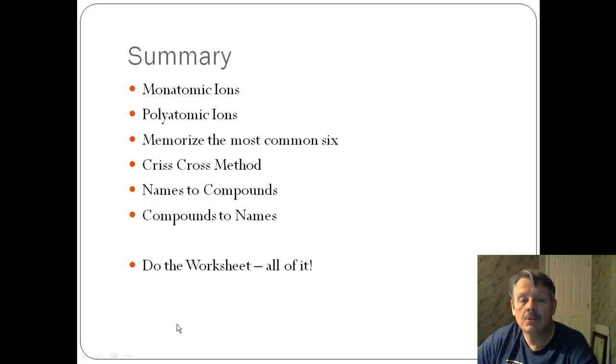All right, folks, you have monatomic, polyatomic ions. You have to memorize 6 of them. The crisscross method still applies here. You need to know how to go from names to compounds, compounds to names. Please do the worksheet, folks. I can't stress that enough. Do all of it. And if you have questions, let me know in class. I'll see you then. Have a good one. Bye-bye.